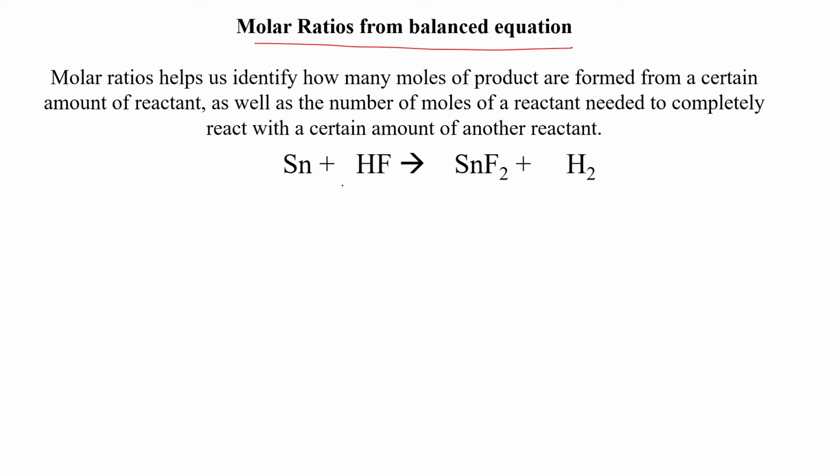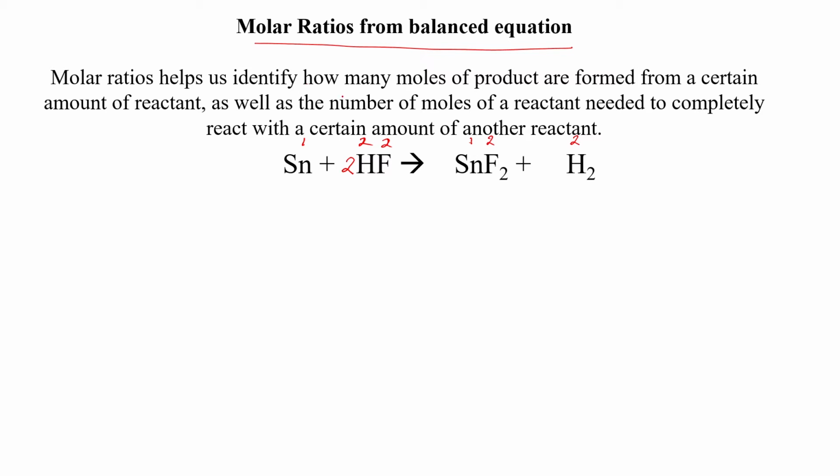So this equation, let's do the check. We have 1 mole of tin here, and here we have 1 mole of tin, so it is balanced. Here we have 1 hydrogen atom, and here we have 2 hydrogen atoms, right? Here we have 1 fluoride, and here we have 2. So it looks like in order to balance hydrogen and fluoride, we have to write 2 here, and this is going to make the equation balanced. So we have this balanced equation.